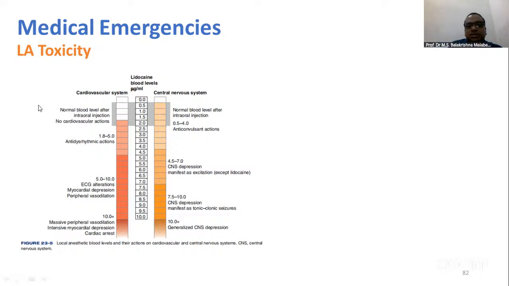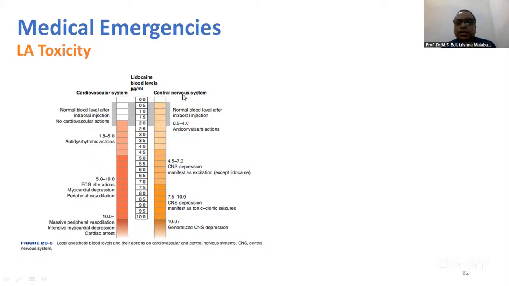For the cardiovascular system, in the blood from 0.0 to 1.8 micrograms per ml is normal. If the concentration is this much, it's okay. From 1.8 to 5 micrograms per ml, there will be an anti-dysrhythmic action, a CVS effect. Then from 5 to 10, ECG alterations will happen. Myocardial depression will happen. And at 10 plus, there will be massive peripheral vasodilation.